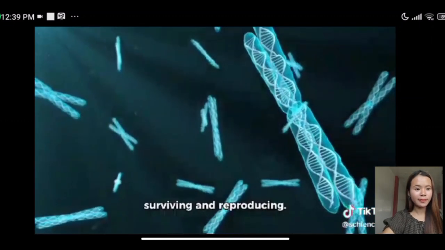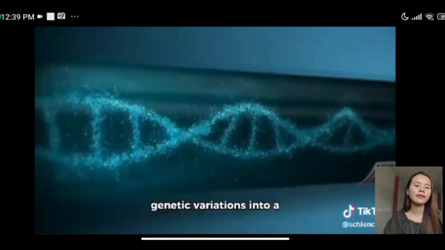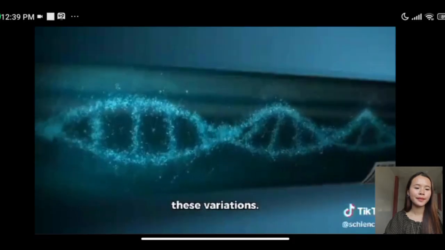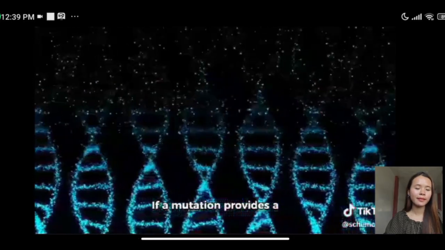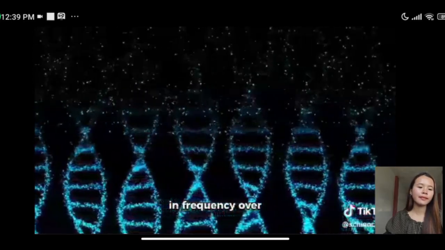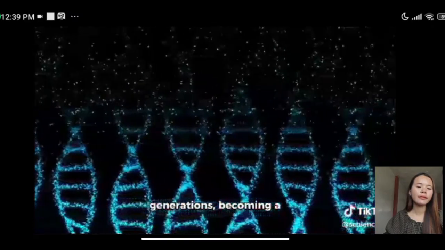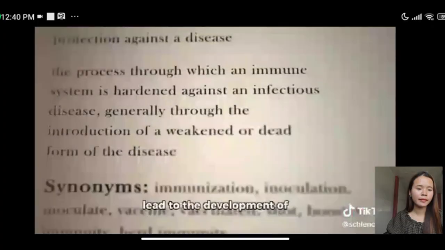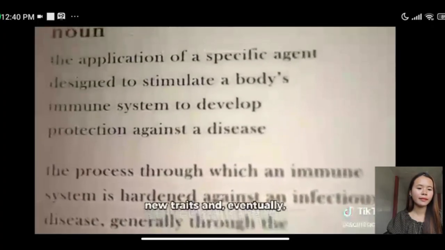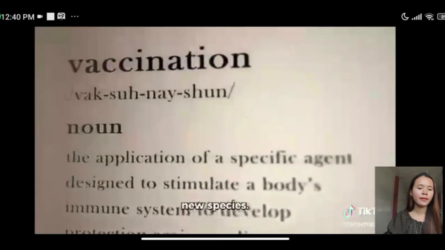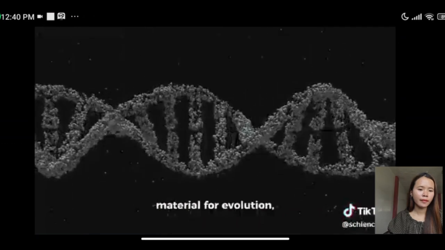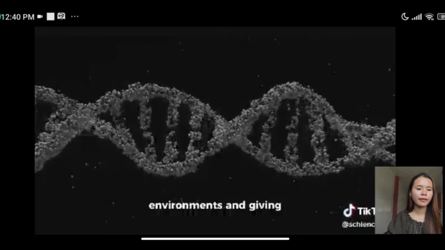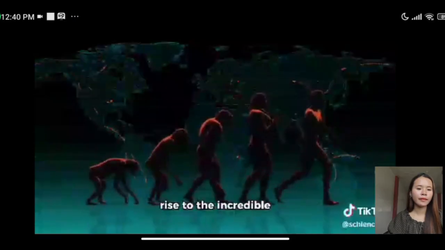of surviving and reproducing. Mutations introduce new genetic variations into a population, and natural selection can act on these variations. If a mutation provides a benefit, it may increase in frequency over generations, becoming a part of the population's gene pool. Over time, this process can lead to the development of new traits and, eventually, new species. Mutations are the raw material for evolution, allowing populations to adapt to changing environments and giving rise to the incredible diversity of life we see today.